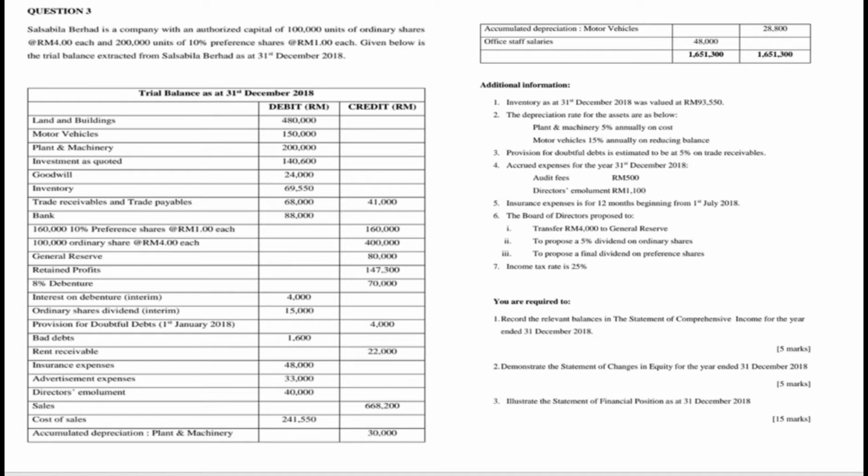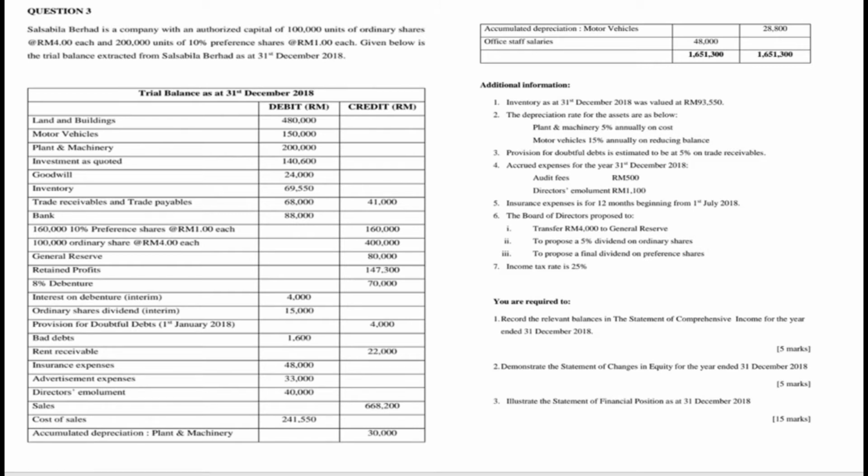My matric number is 04-19F1019. In this question, we are required to prepare notes to account, statement of comprehensive income, statement of changes in equity, and statement of financial position. From the trial balance: land and buildings, motor vehicles, plant and machinery, investment at cost, and goodwill go in the SOFP; inventory goes in the SOCI; trade receivables and trade payables, and bank go in the SOFP.